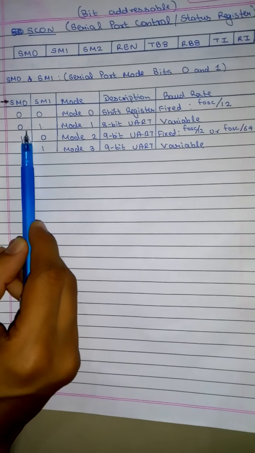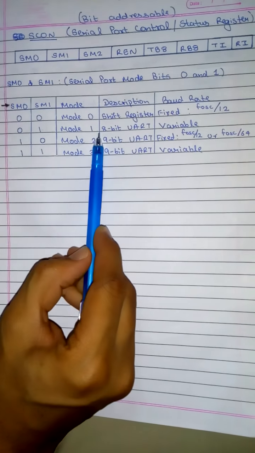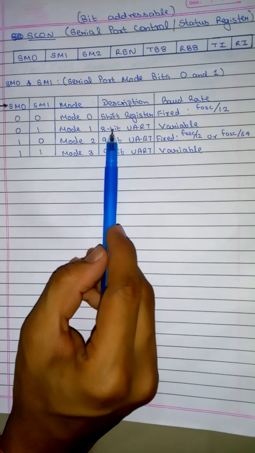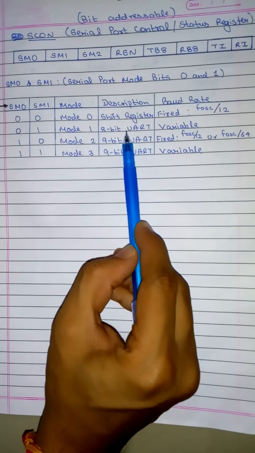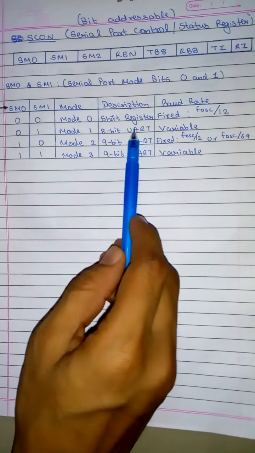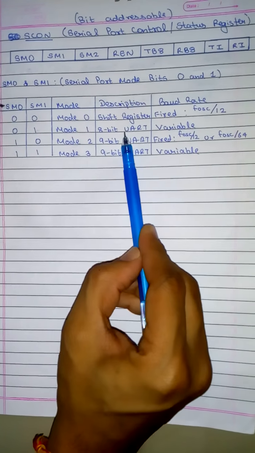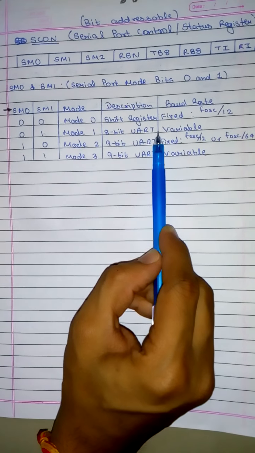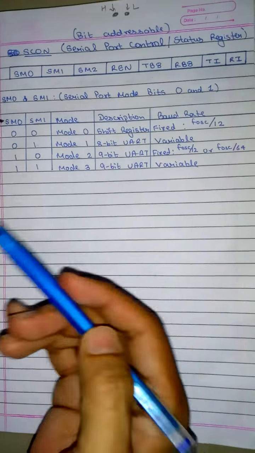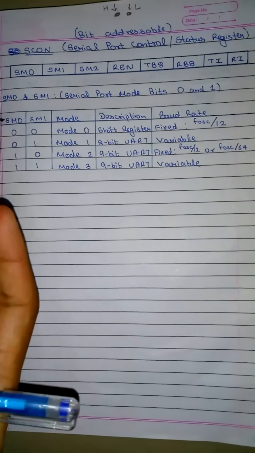Then if they are 0 1, mode 1 is selected. Here the data is sent by 8-bit UART. Now what is UART? The full form of UART is Universal Asynchronous Receiver Transmitter. Now you heard asynchronous, so there must be something called synchronous also. Then what's the difference between the two?